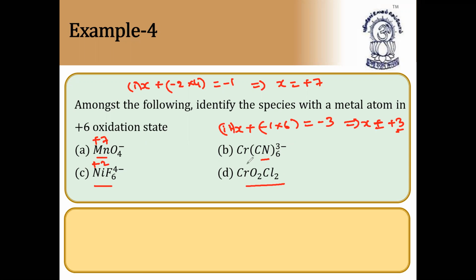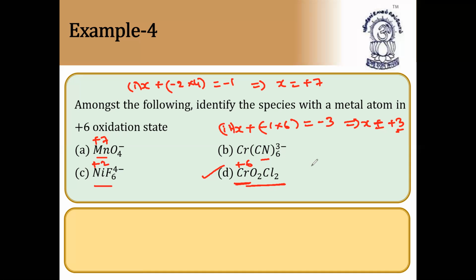And CrO2Cl2 is +6 state. So the answer is D. Because in CrO2Cl2, 2 oxygens give -4 and 2 chlorines at -1 give -2, total -6, and chromium is +6. Because the sum of the oxidation states of all the elements is equal to 0. So the answer is definitely chromium oxychloride.